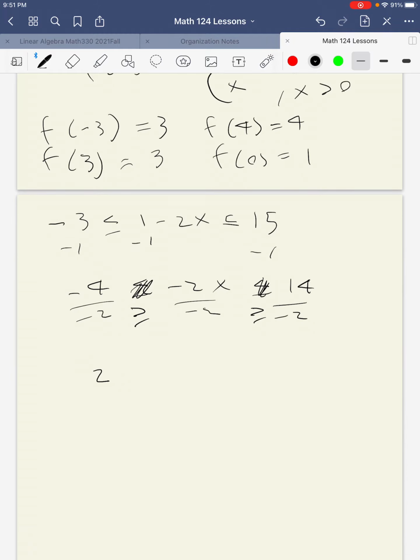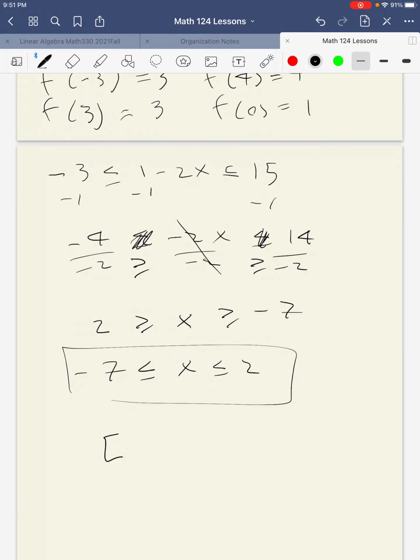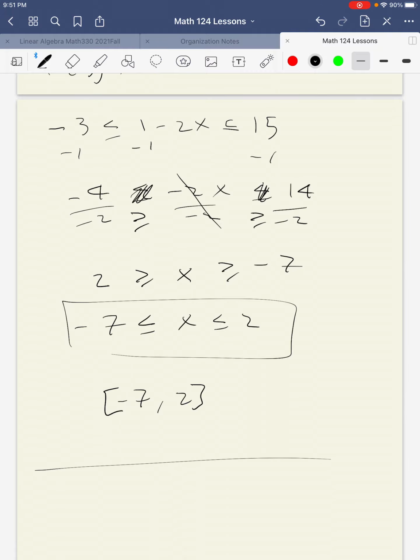So now we get +2 greater than or equal to x greater than or equal to -7. Or it's more natural to put the small number on the left and the big number on the right. And in interval notation, we have -7 to 2. Or on a number line, -7, 2. We have these numbers. So let's be comfortable with that stuff.